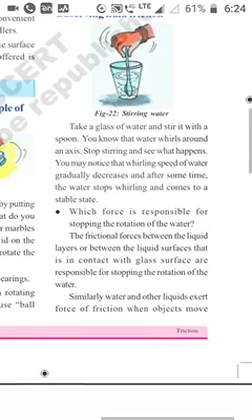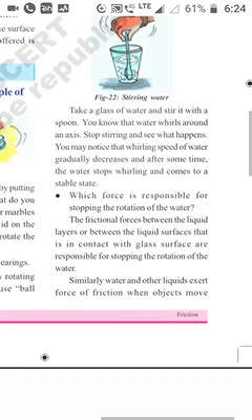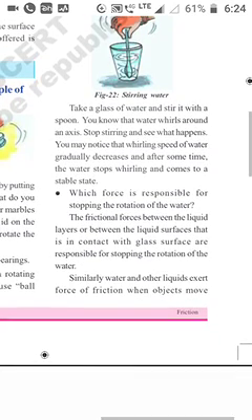The frictional forces between the liquid layers, or between the liquid surface that is in contact with the glass surfaces, are responsible for stopping the rotation of the water. So the frictional force between the glass surface and the liquid surface in contact with the glass will stop the whirling of the water, and it will be kept in a stable position.